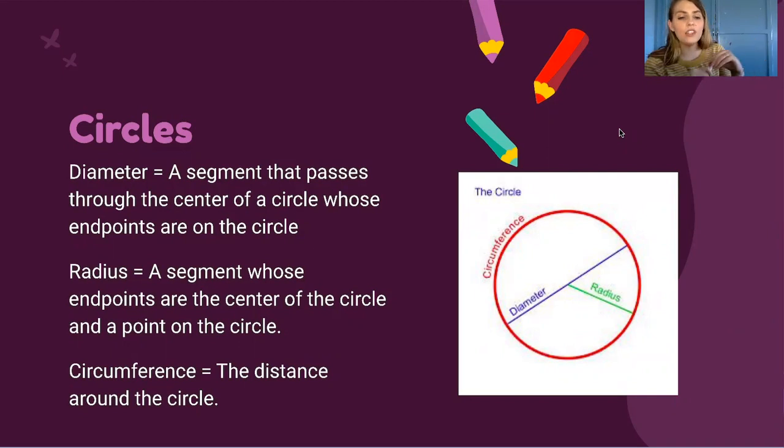The radius is a segment that goes from the side of the circle to the center. So the radius is always going to be half the length of the diameter. Also with the circle, there's what's called the circumference. That's like the perimeter of the circle. It's the distance going around.